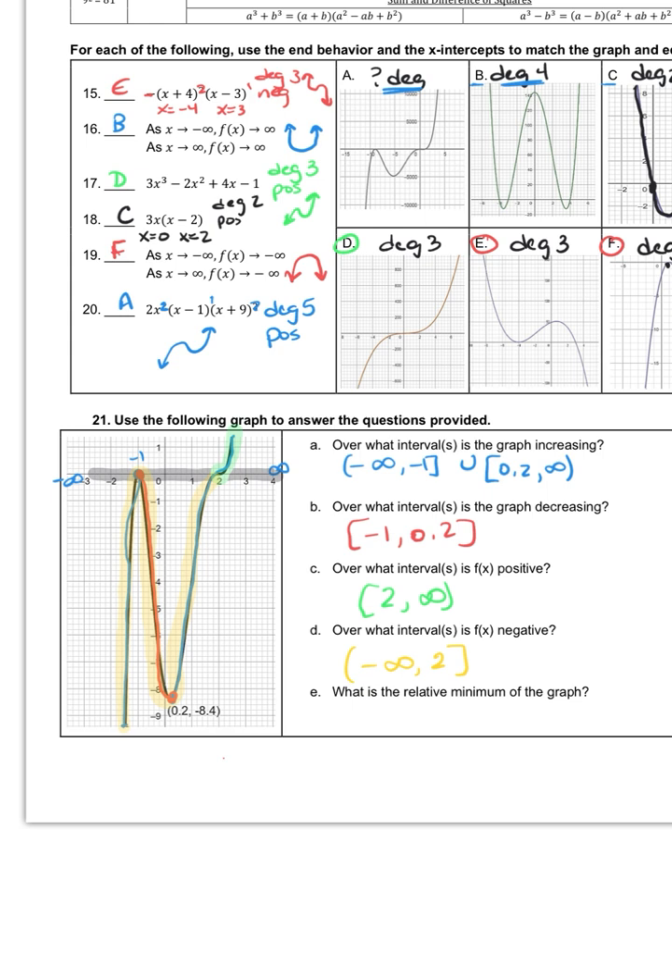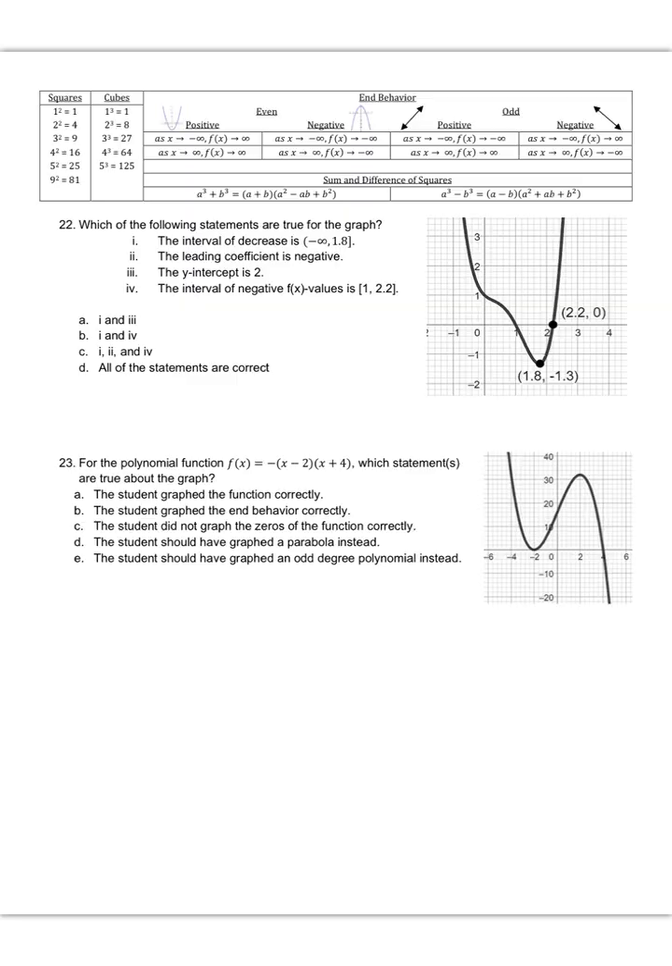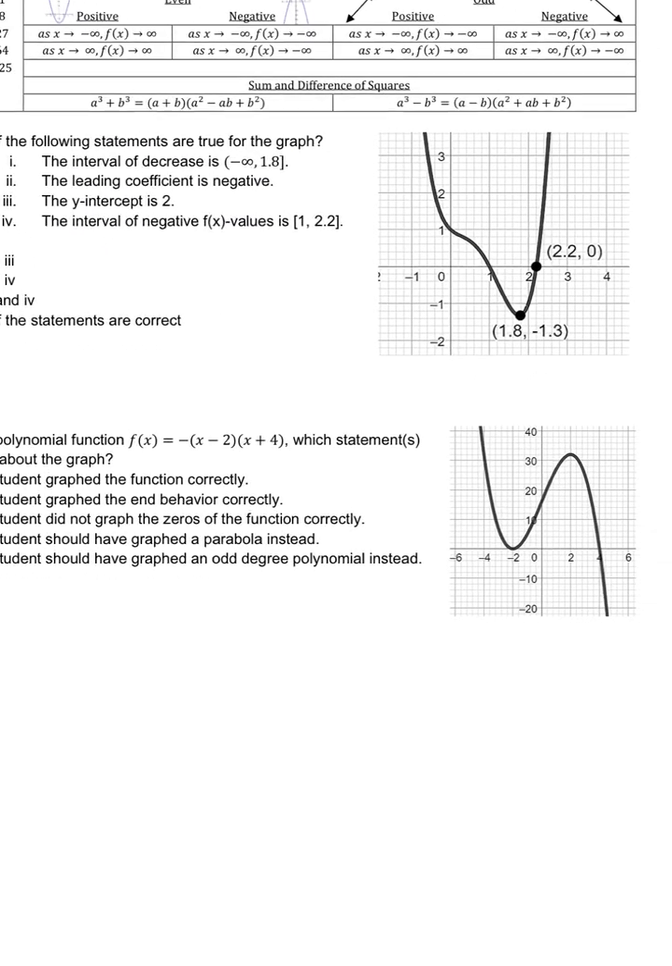What's the relative minimum? That is going to be right here. So that is 0.2, -8.4. So this is actually a point on the graph. Okay. All right, and then last but not least, which of the following statements are true for the graph? So the interval of decrease is negative infinity to 1.8. So it's decreasing from there to there. So that is true. It's from negative infinity to 1.8. So we're going to say, yes, this one's true.